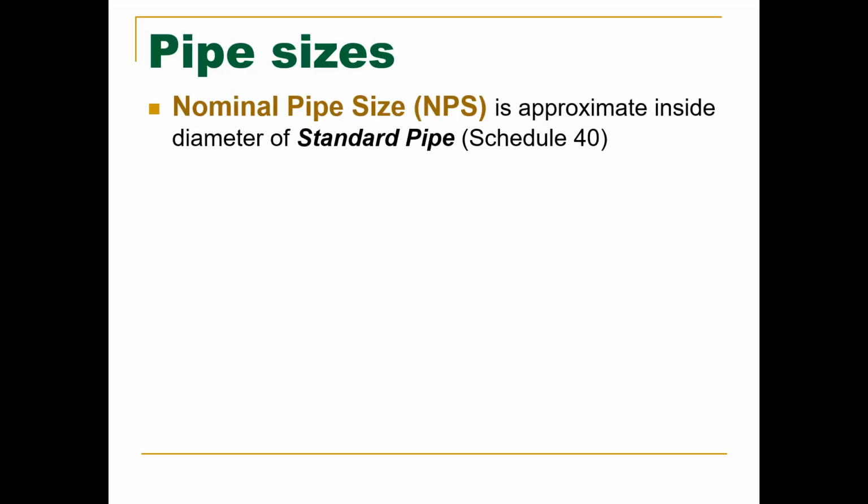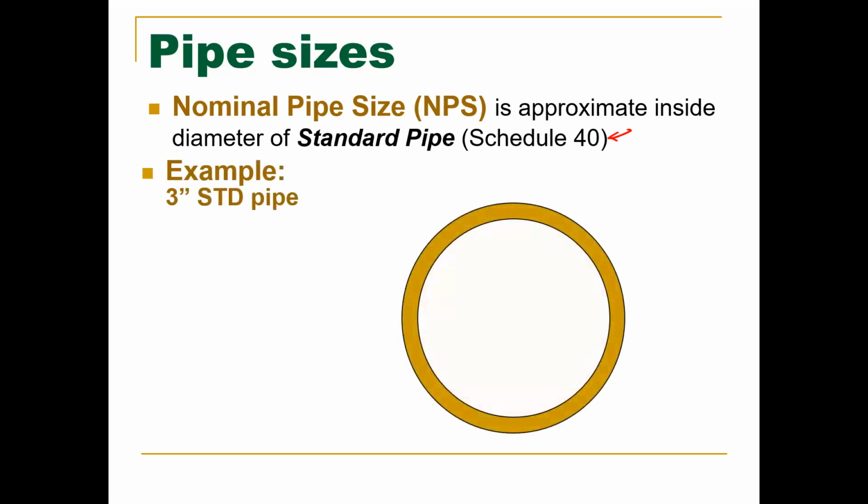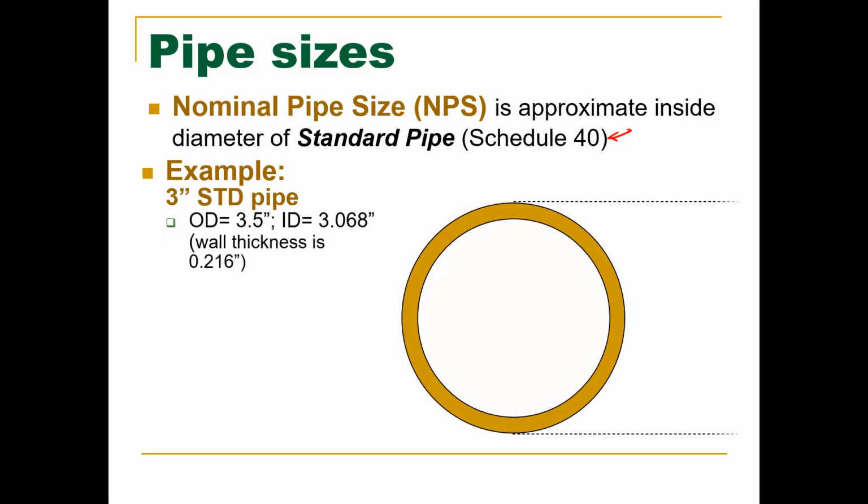So nominal pipe size, or NPS, is the approximate inside diameter of a standard pipe, Schedule 40. Here's an example. This is a 3-inch standard pipe. Its outer diameter is 3.5 inches. Its inner diameter is roughly 3. Its wall thickness is 0.216.